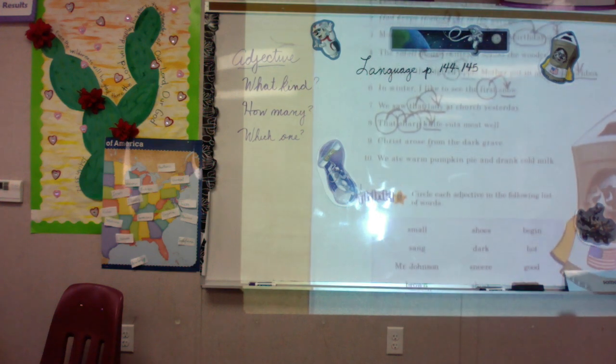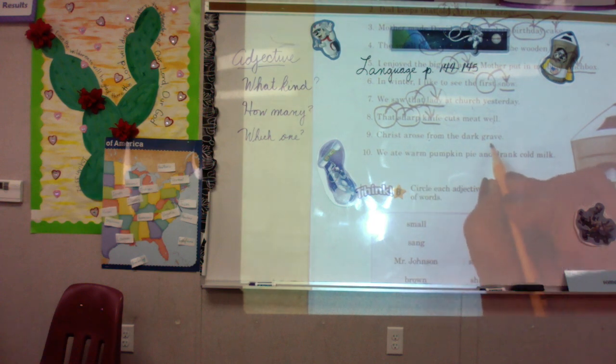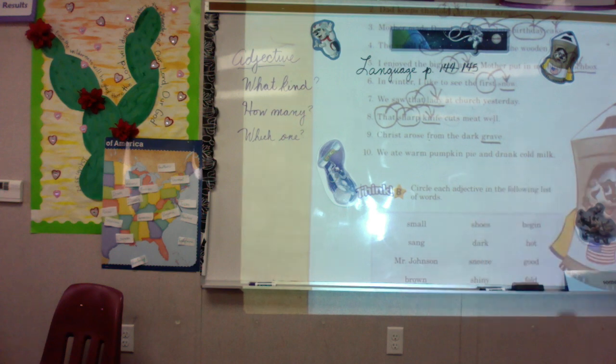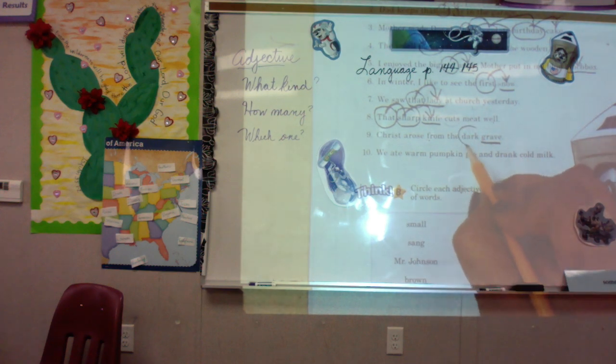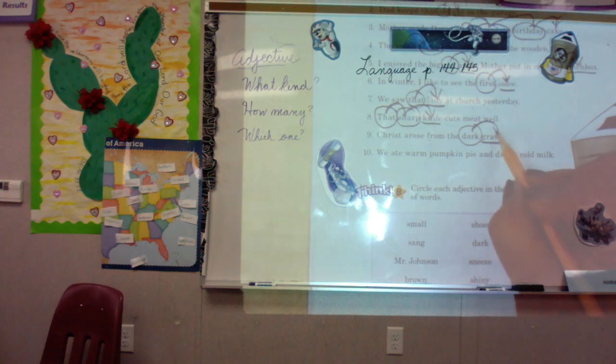The next one. Christ arose from the dark grave. Arose is a verb, so that's not it. Grave is my noun. Dark is my adjective. Dark is describing grave.